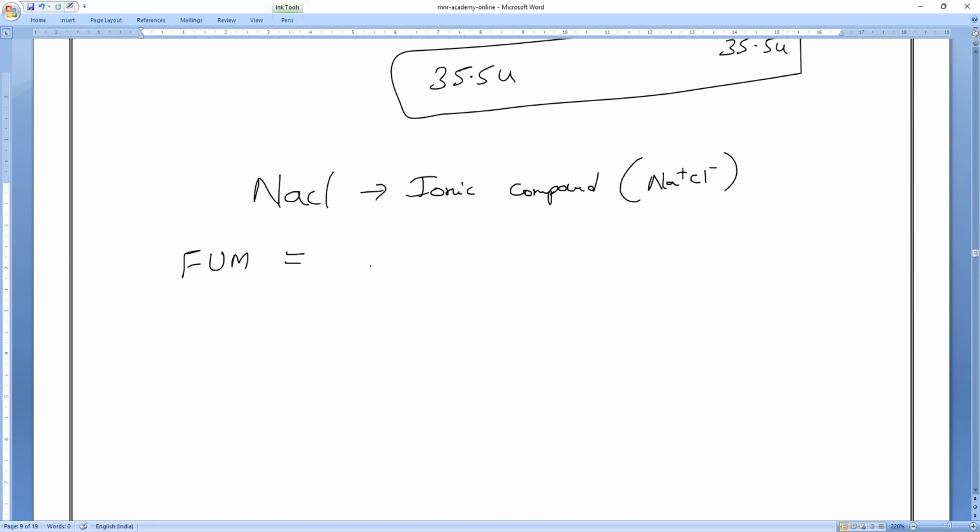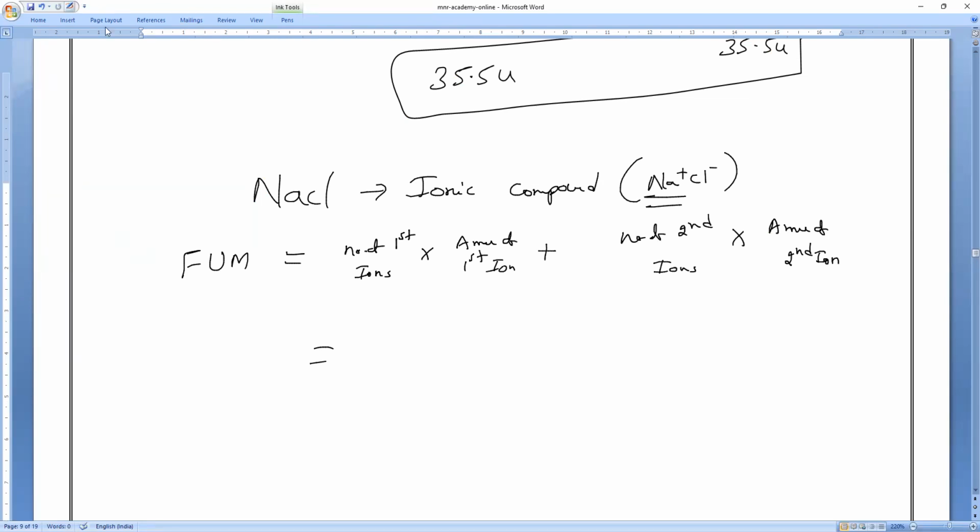FUM, formula unit mass of sodium chloride, equals the number of first ions into AMU of first ion, plus number of second ions into AMU of second ion. That's all, guys, the formula. So what is the number of first ion? One. Atomic mass of first ion, sodium, is 23, plus. What is the second ion? Number one. What is the atomic mass?